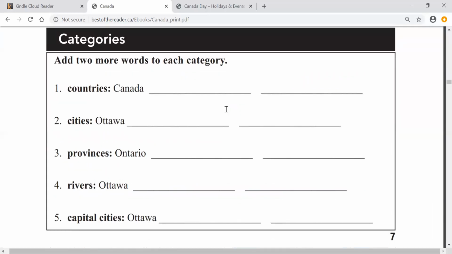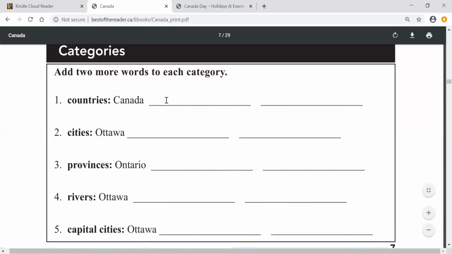And here we have categories. I want you to give me 2 more names in each category. For example, country. What is a country? Canada is a country. What else? Can you give me names of 2 more countries? Okay, number 2, cities. Ottawa is a city. Can you give me names of 2 more cities in Canada?